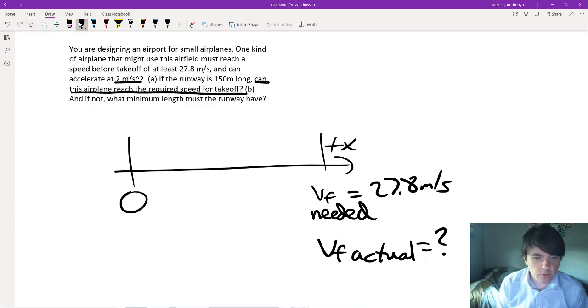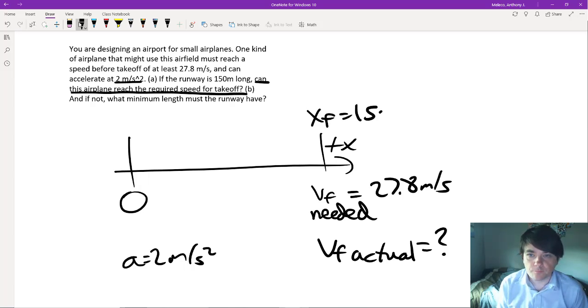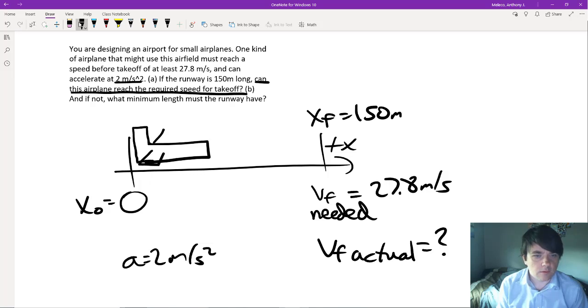2 meters per second squared, so we know our acceleration. And we know the runway is 150 meters long. And this was our x initial, which we define. I guess small airplanes, I might as well actually draw one. Let's see. That looks like a good airplane, right?